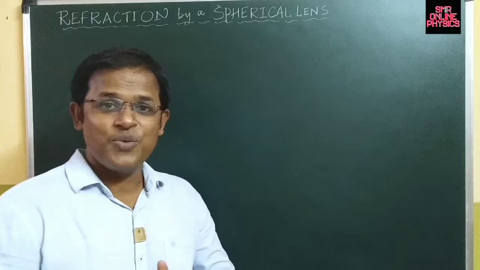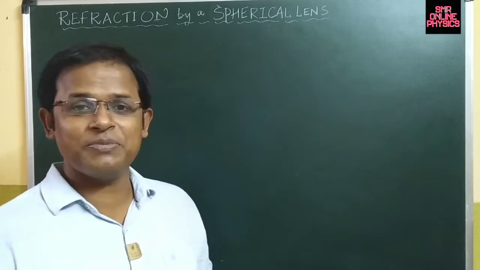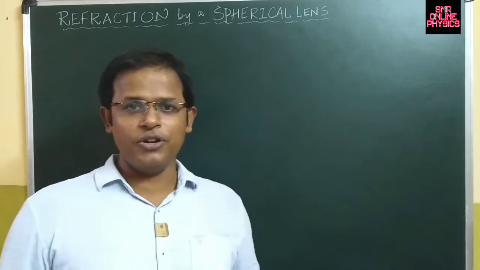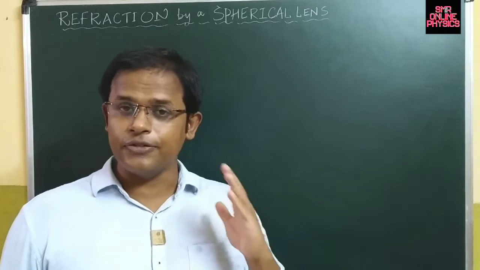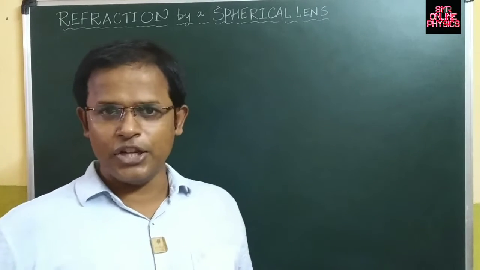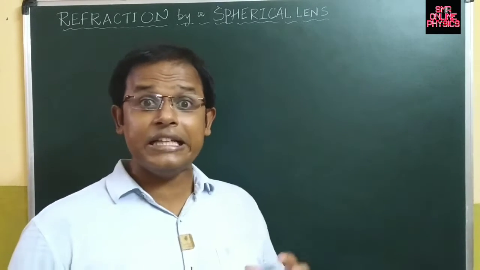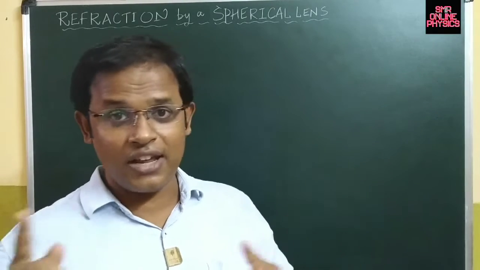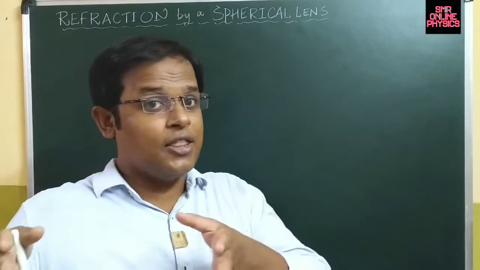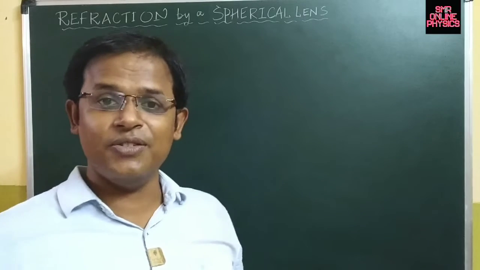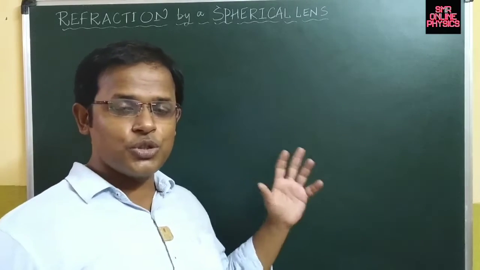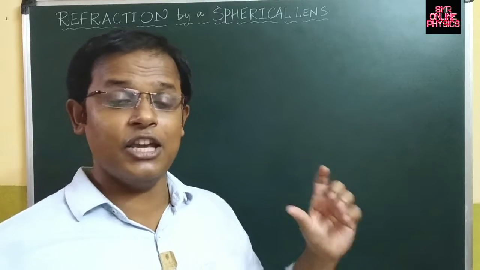So now we are going to discuss refraction by spherical lenses. In the last class I discussed refraction by a spherical surface, and we got a very important relation relating the refractive indices of both the mediums, the denser and the rarer medium, the image distance, the object distance and the radius of curvature of the spherical surface. That equation we are going to use to derive the lens maker's equation.